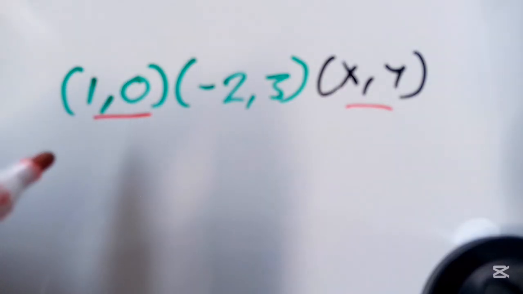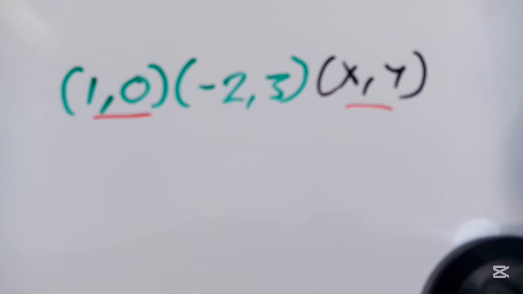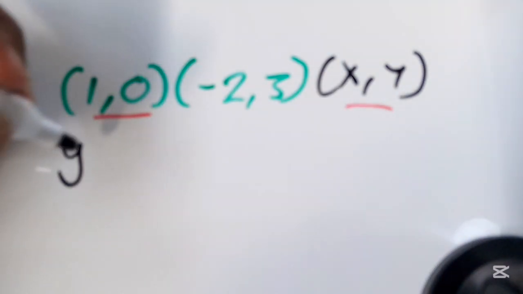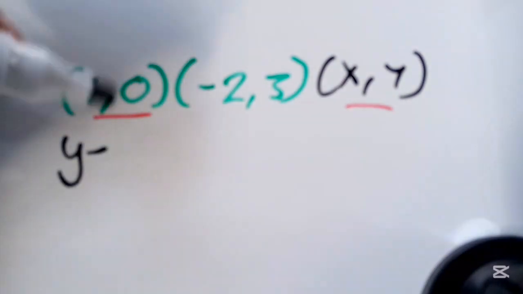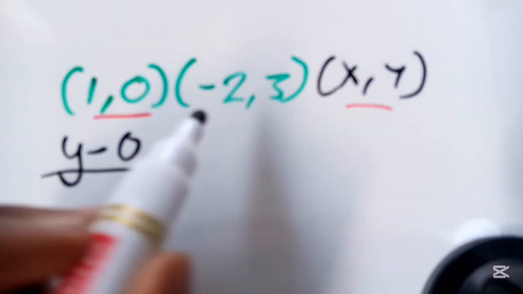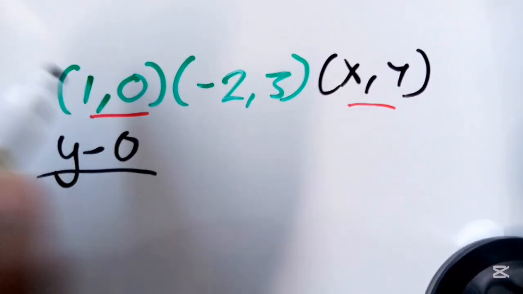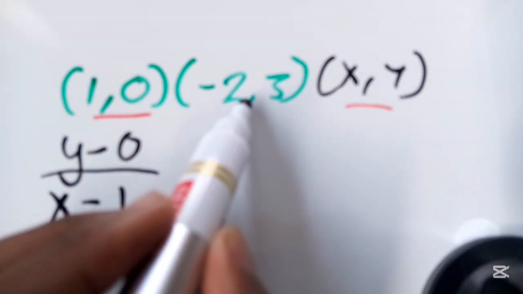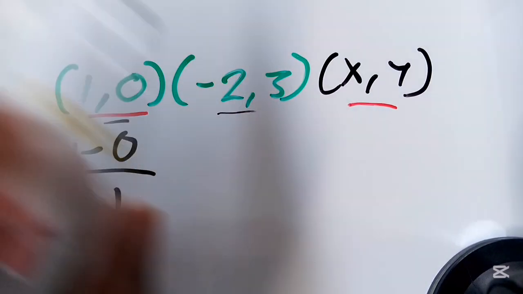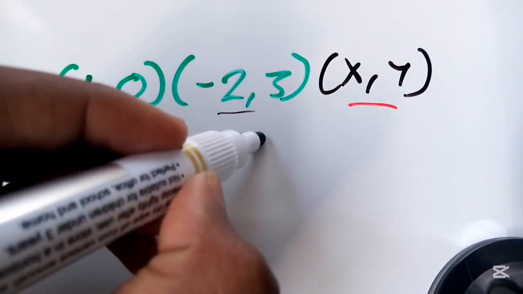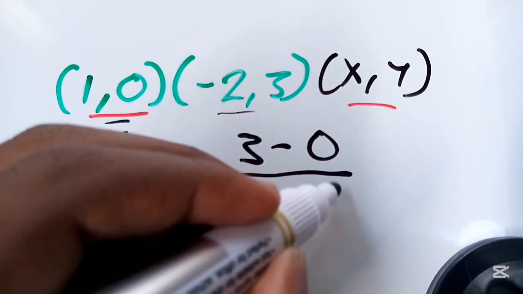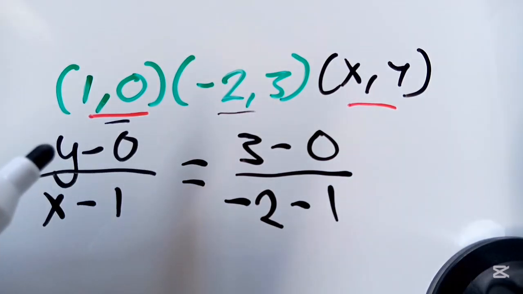Right? So how do we find gradient? We say y2 minus y1 over x2 minus x1. So the gradient of that line will be, our y2 here is y, so we're going to say y minus our y1, which is 0, over our x2, which is x, minus 1. And then we're going to find the gradient of this one and this one, right? We're going to say y2, which is 3, minus 0 over negative 2 minus 1. And then we're going to equate them to each other.